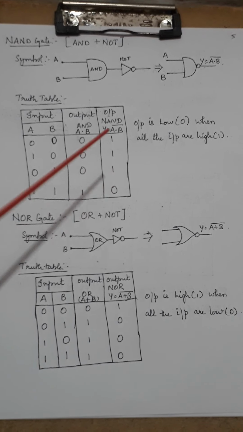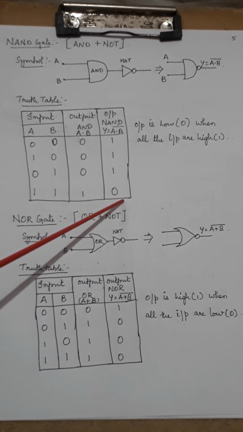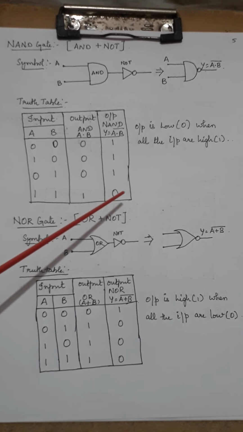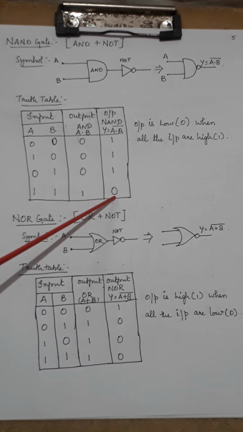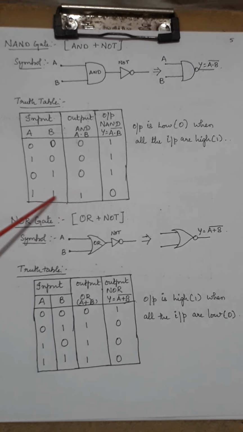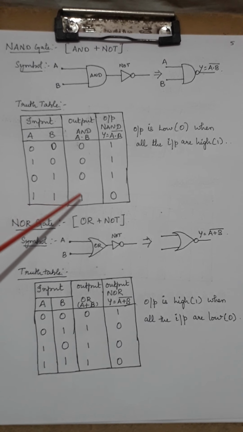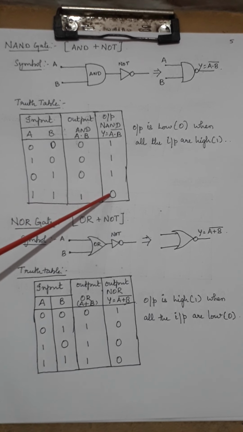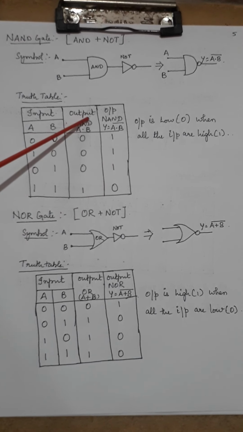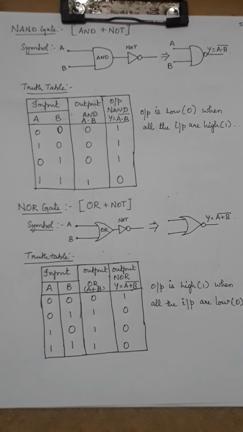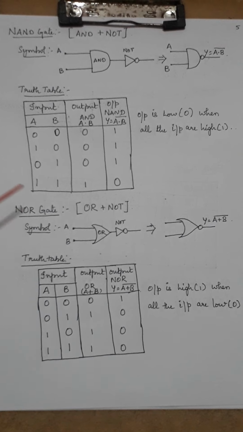So for easier understanding, if you can remember this, where you have only one answer, then it will be easier for you. So here the output is low only when both the inputs are high. Wherever all inputs are high, only in that place you have a low output. In all the other conditions you have only high outputs. That is the NAND gate. Now moving on to the NOR gate.